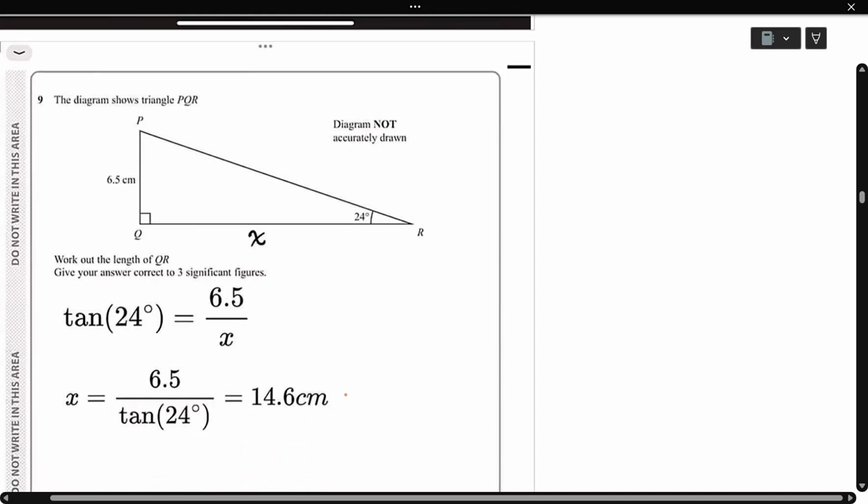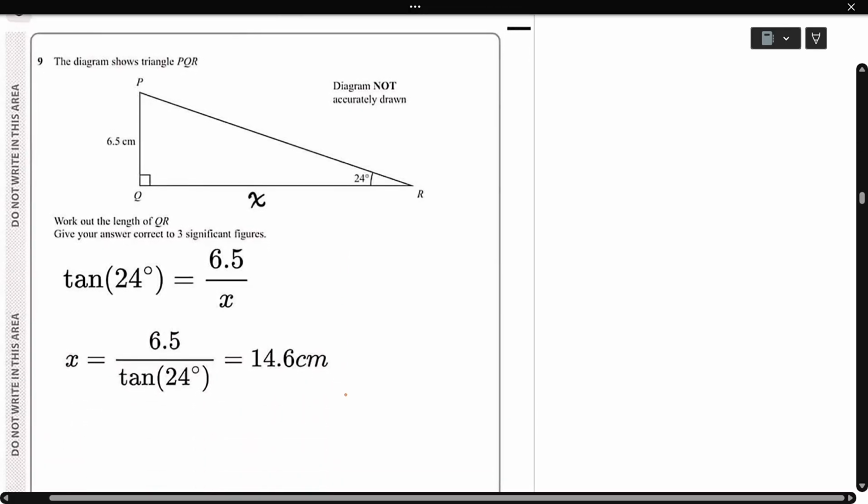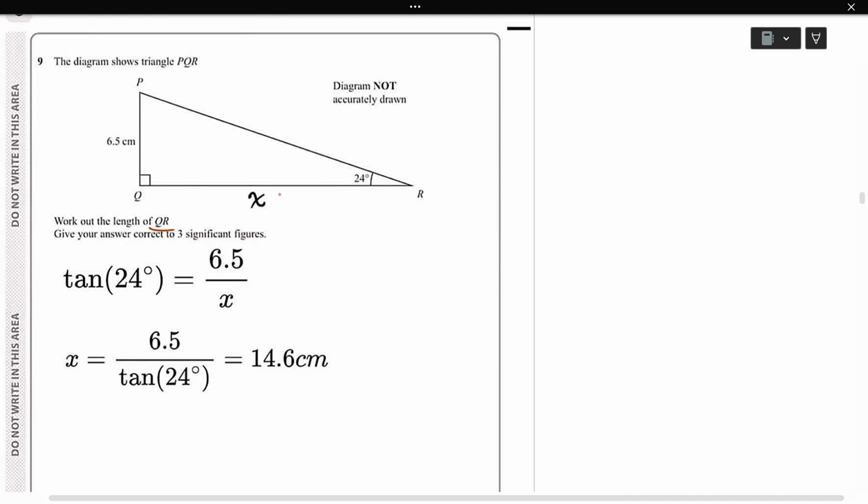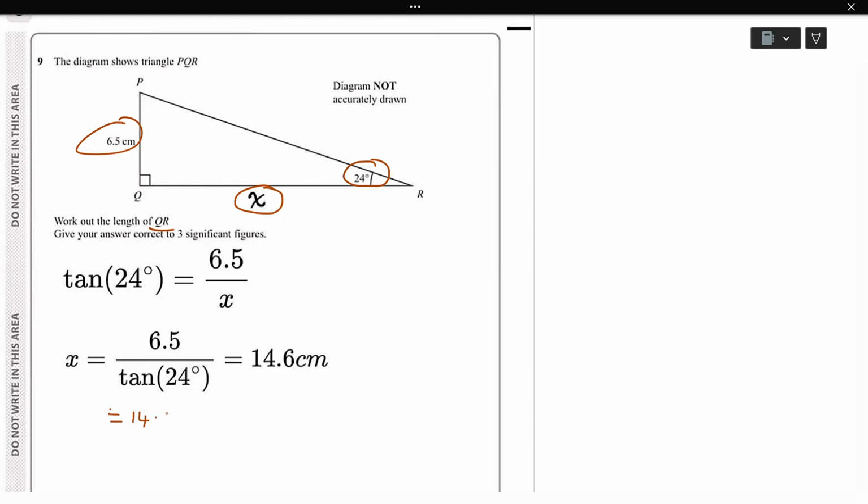The next question, the diagram shows a triangle PQR. So PQR is given, and we need to find QR. So we take QR equal to x. Depending on this angle, here are the opposite and adjacent sides, so we are using the tan ratio: tan 24 equals 6.5 over x. So x is the subject. When we calculate, the answer is 14.59923. But they say three significant figures, so we round it, which is equal to 14.6.